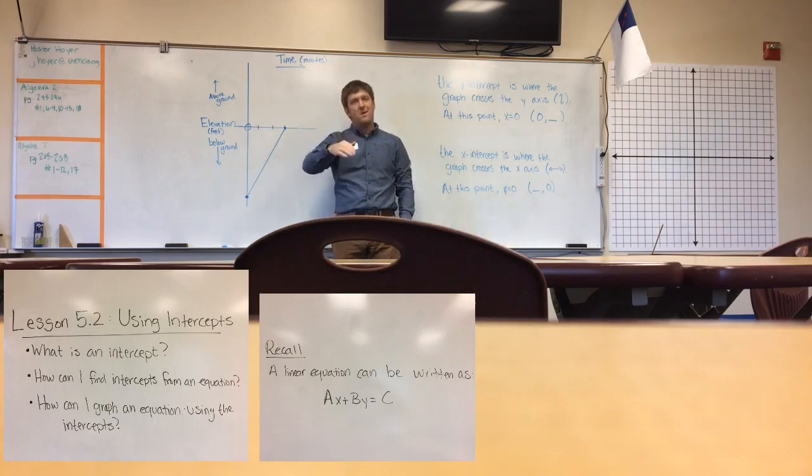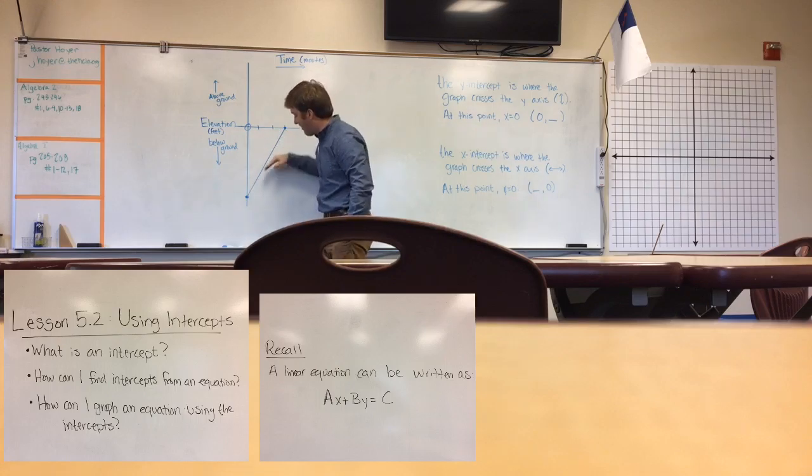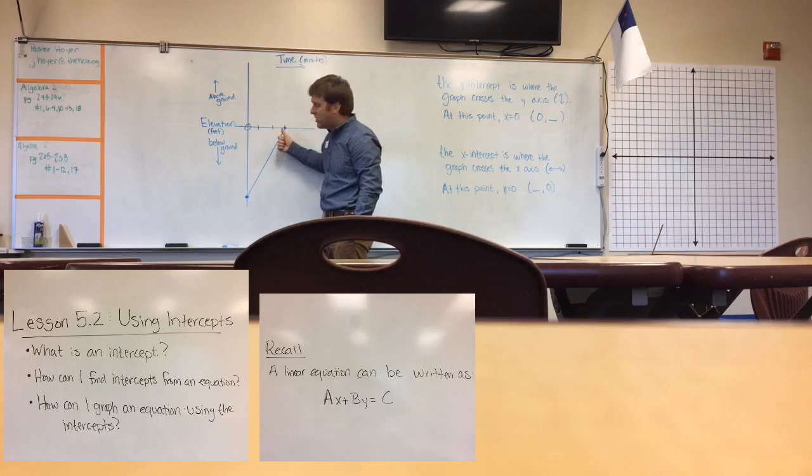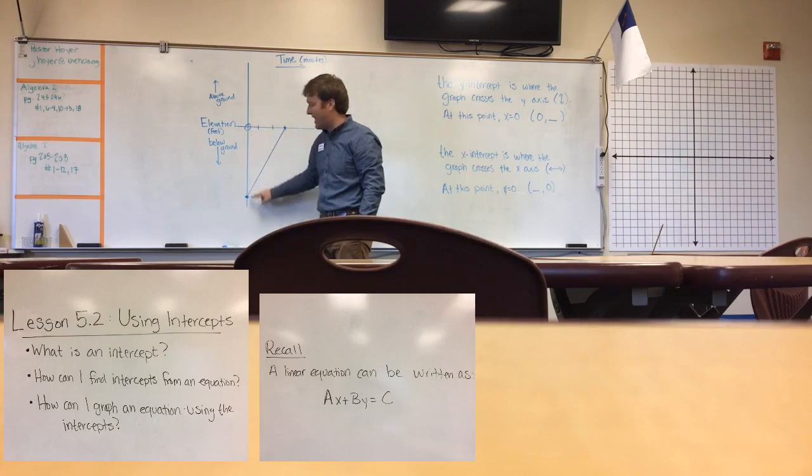The intercepts of a function are the places where the graph crosses the axes. This graph touches the y-axis here, and it touches the x-axis here. This is called the x-intercept, because it's where the graph intercepts the x-axis. So where the graph and the x-axis cross is called the x-intercept. The y-intercept is where the graph and the y-axis cross. It's where the graph intercepts the y-axis.